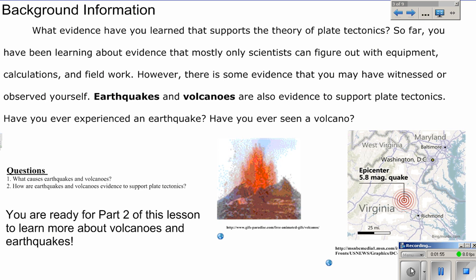Have you ever experienced an earthquake? Have you ever seen a volcano? The picture below shows where the earthquake happened in Washington, D.C.